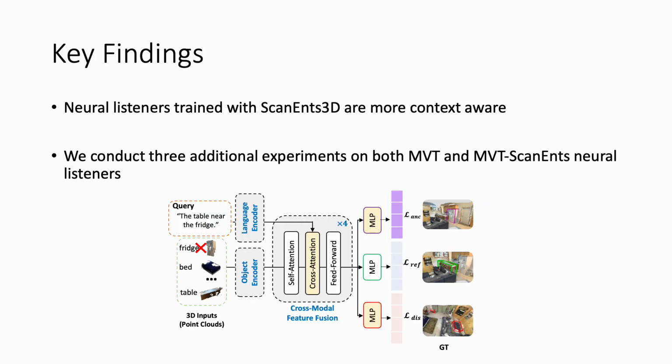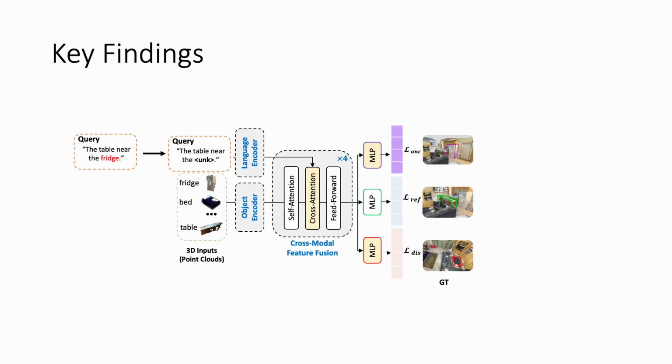Here we present some key findings from our work. Neural listeners trained with ScanEnts3D are more context-aware than models not trained with it. We conduct three additional experiments on both MVT and MVT ScanEnts neural listeners to verify this finding. The first experiment is to change the 3D input by removing the instances that correspond to the anchor objects. The second experiment is to remove the words that correspond to the anchor objects and replace them with the unknown token.